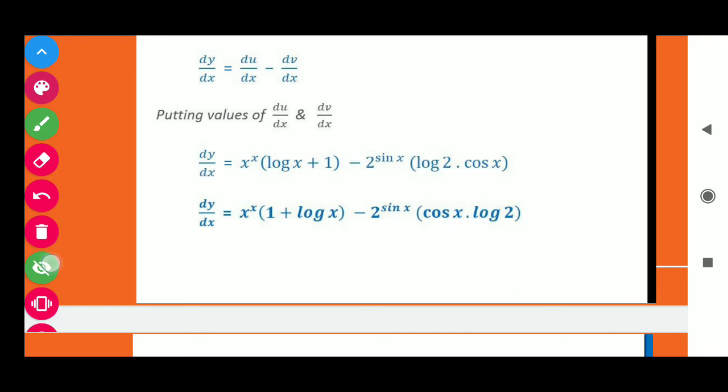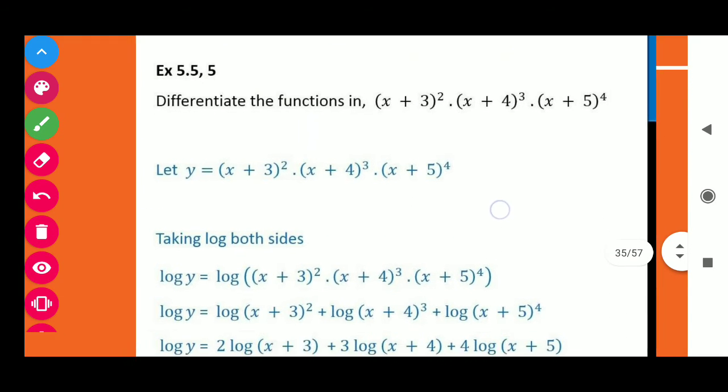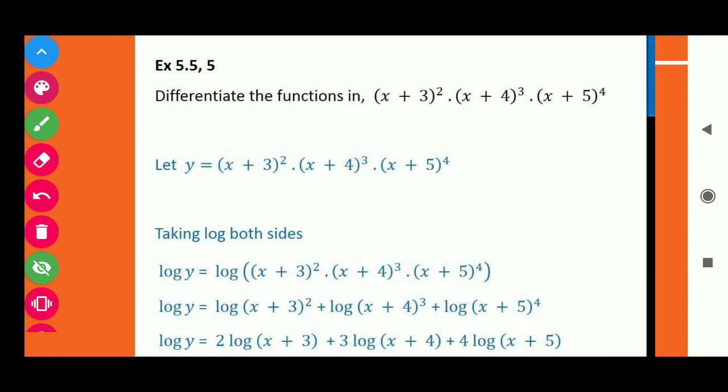So students, next here we have question number 5. Differentiate the function x plus 3 whole squared, x plus 4 whole cube, x plus 5 whole raised to power 4. Students, you can see here that we have 3 factors and all the factors are in product form. So log is useful here.